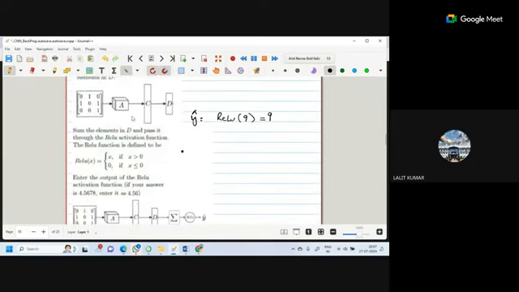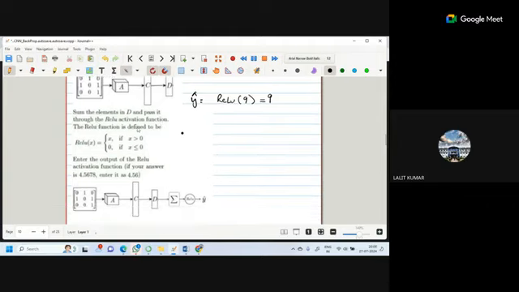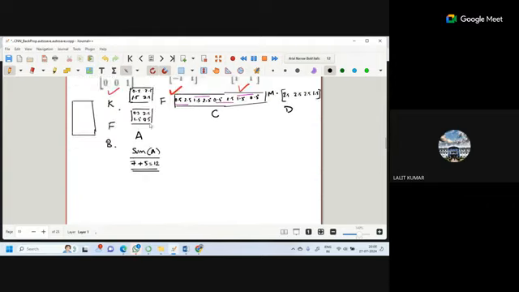Sum the elements in D and pass it through the ReLU activation function to get the Y hat. So now on D, they are doing the summation and passing it through ReLU. So summation: 5 plus 4, 9. This is the output layer, and we get Y hat equal to 9. Is this clear again?